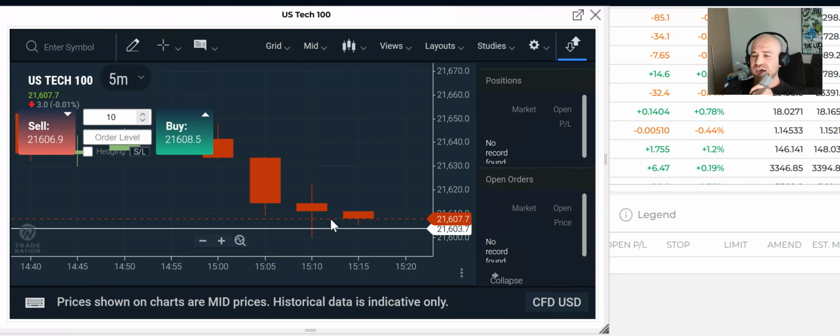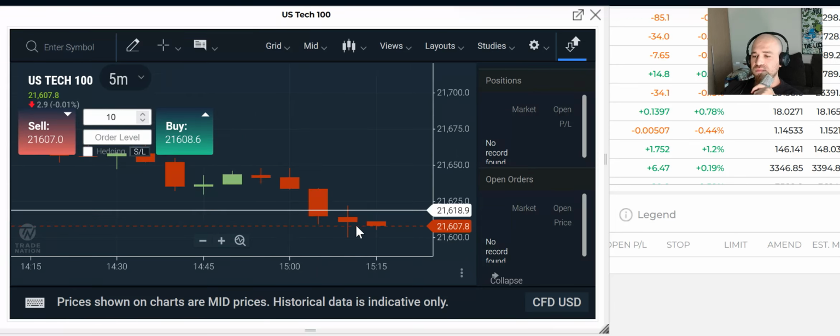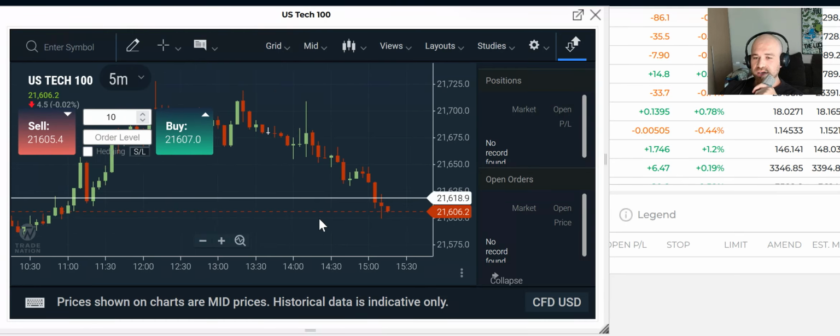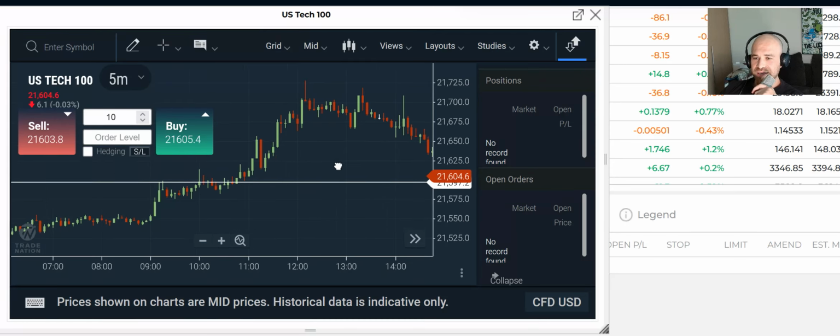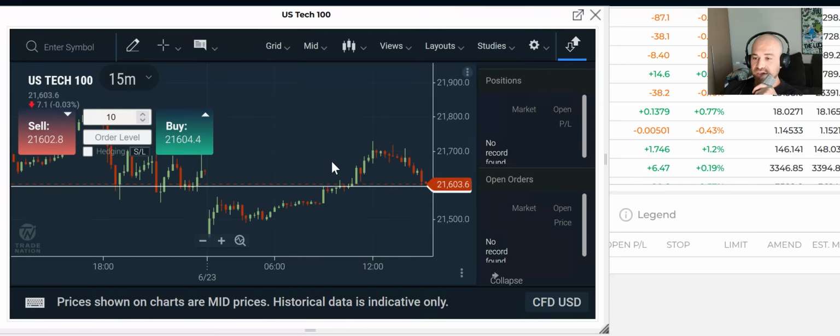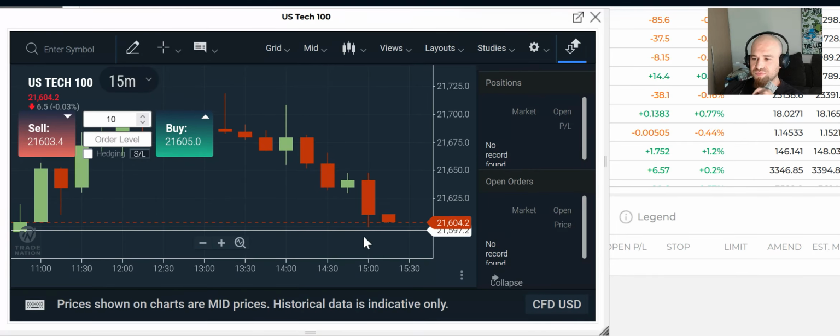21,603. You see, it's playing games. It will probably pop all the way here from the 603. Like I said, it's because of this level. Actually, it might dip below because I'm looking now to the 5 minutes. So let's just see. And you have to always zoom out to see a better picture.